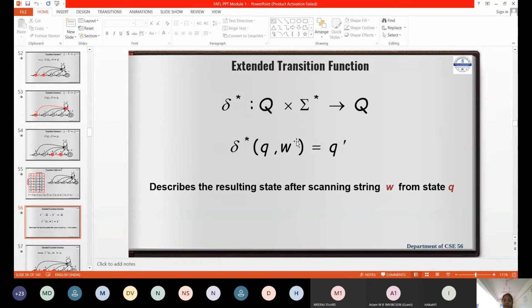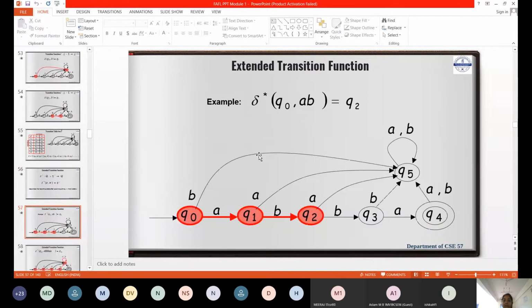But anyhow, I have to start traveling from Q naught only. You see that here, I have taken an input to check. Extended transition function is always useful for checking whether the string or the language is going to be accepted by the machine or not. At the end of the input, when I reach, I should get some acceptable state. If not, that is not accepted.